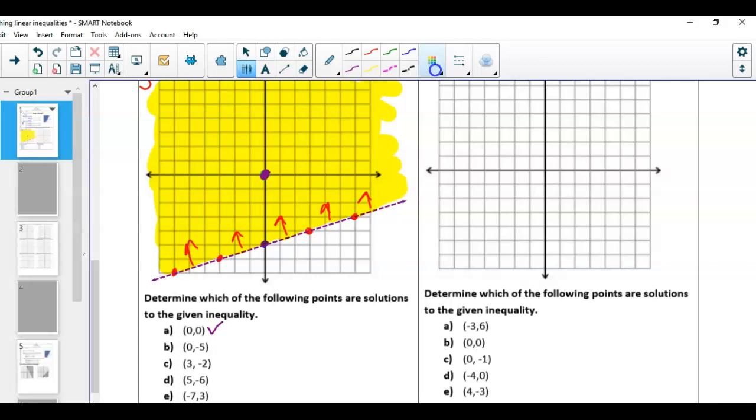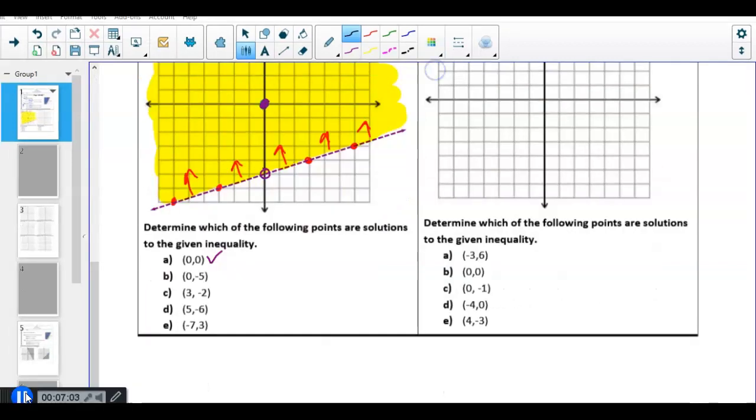0, negative 5. That's on the line. So let's go back and think about some of the things that we've talked about when solving. If we have a strictly less than or a strictly greater than, the number that it's greater than or less than isn't included. So really I can say that this is more like an open circle right here. Because this is an open circle and it's not included, this should not be a solution. Right.